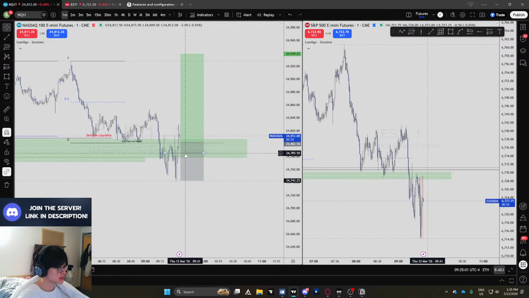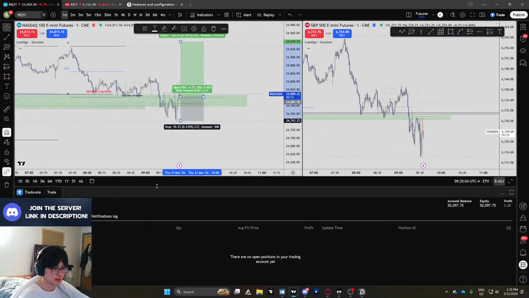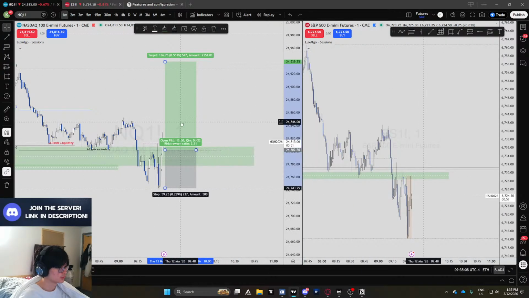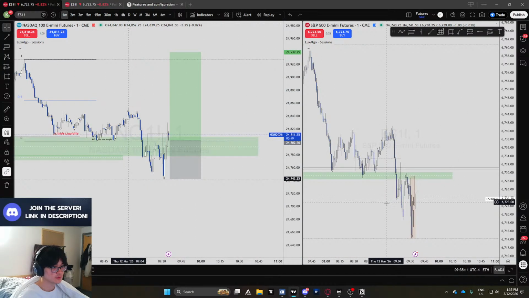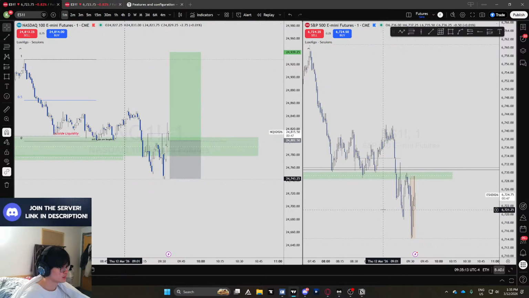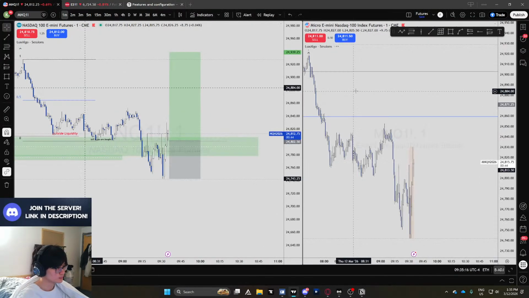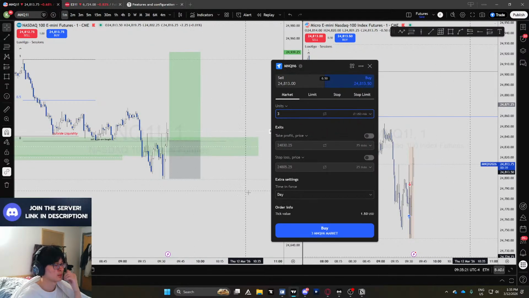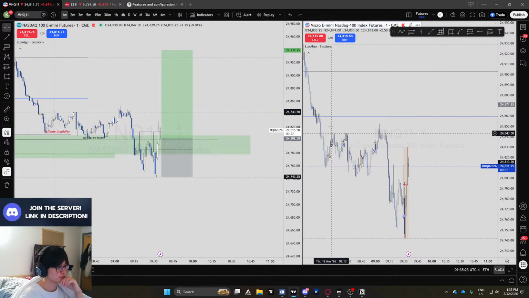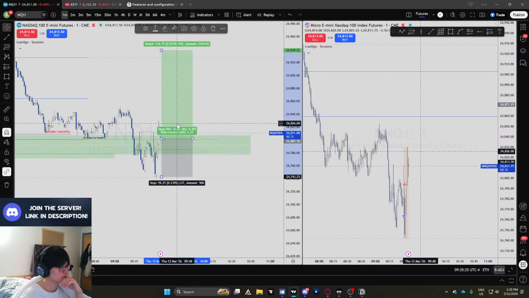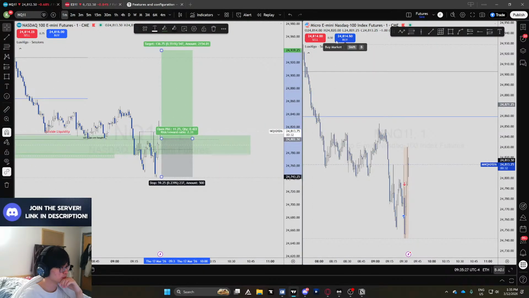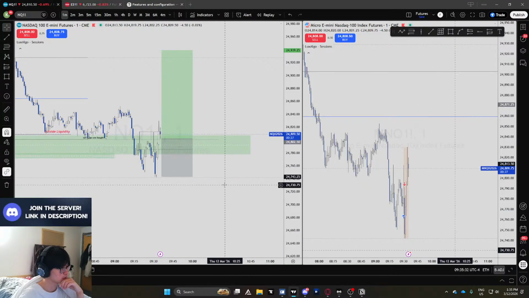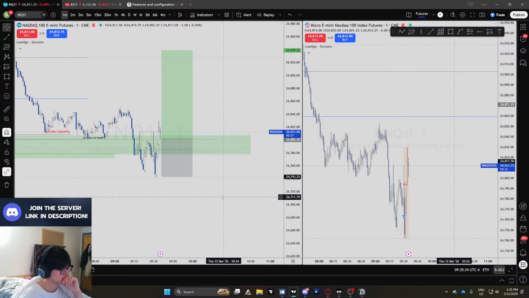Entering with lower size now because we already lost once. Entering with 3 instead of 4. 4 would be 500 almost. Because I already lost once.